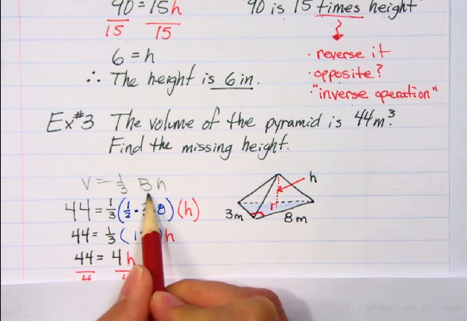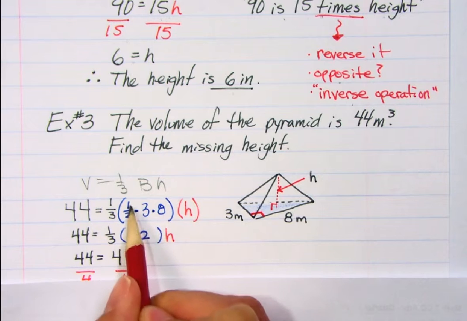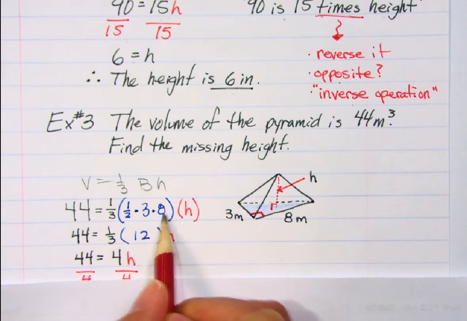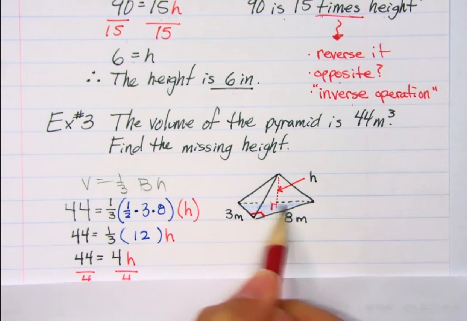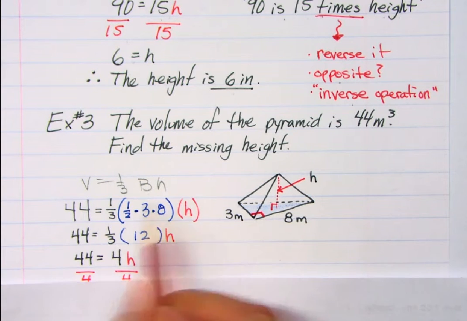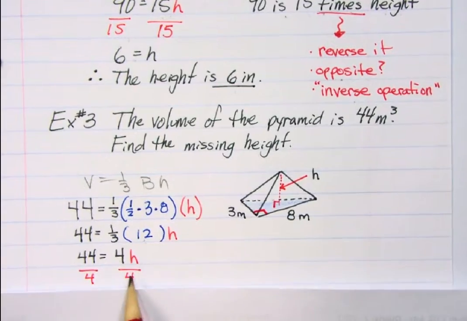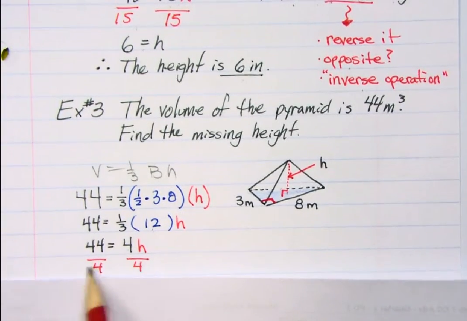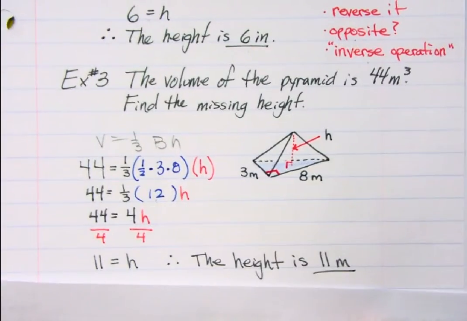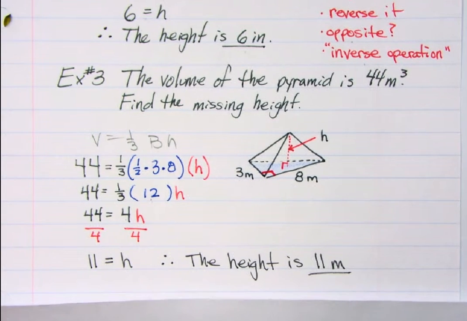In this case, the base is a triangle. For a triangle, we take 1/2 times 3 times 8, half of that gives me the area of this base. There it gives me 12. 1/3 of 12 is 4. Then again, I do the inverse operation and divide both sides by 4, and I find out that the missing height had to have been 11 meters.